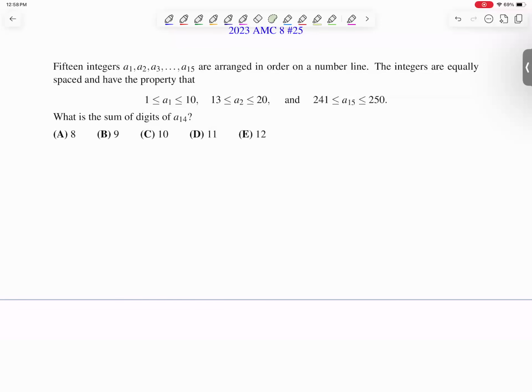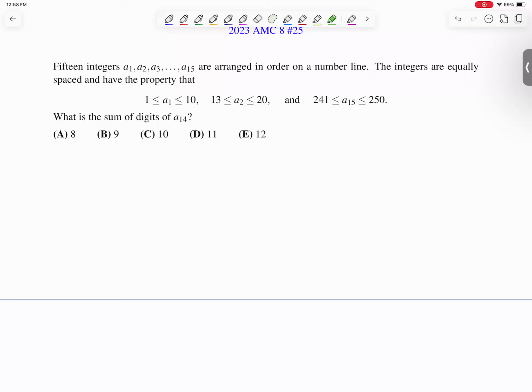15 integers A1, A2, A3, all the way to A15 are arranged in order on a number line. The integers are equally spaced and have the property that the first number is between 1 and 10, the second number is between 13 and 20, and the 15th number is between 241 and 250. What's the sum of the digits of the 14th term?